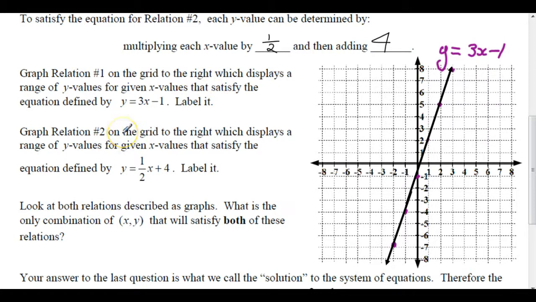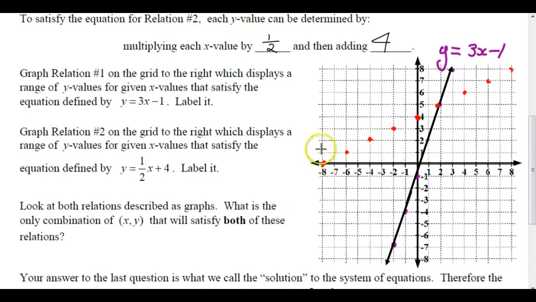Graph relation 2 on the grid. Okay, 1/2 x plus 4. So there's 4. The slope is 1/2, so go up 1 over 2, up 1 over 2, up 1 over 2. Then go down 1 and left 2. Down to the left. Remember, up to the right is the same as down to the left.